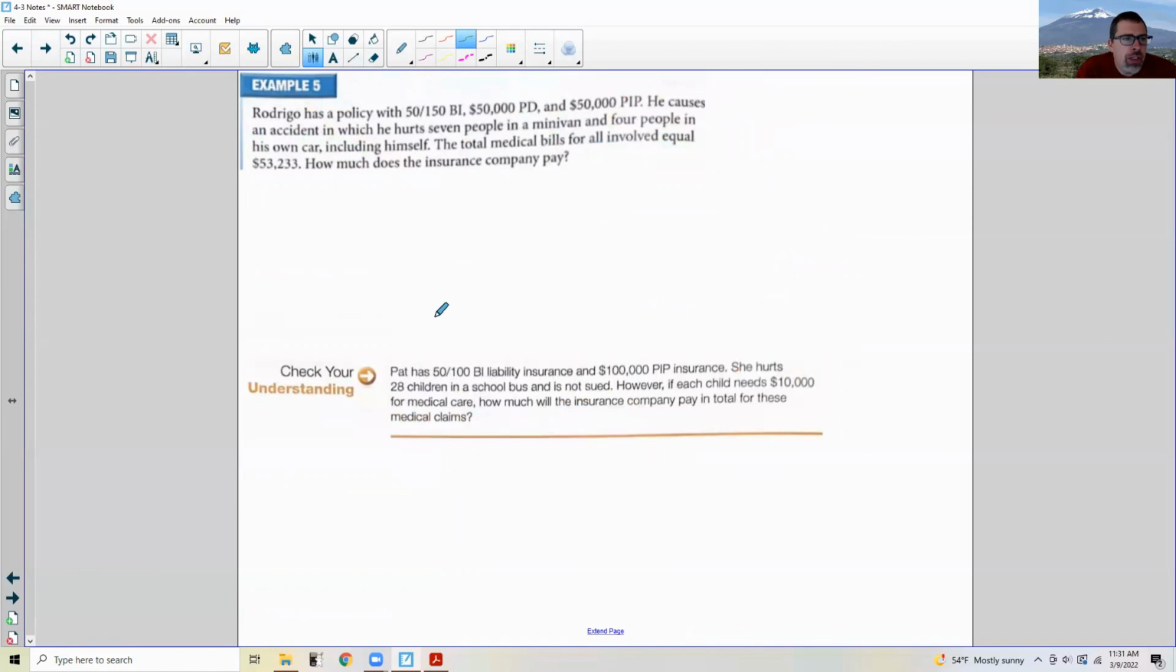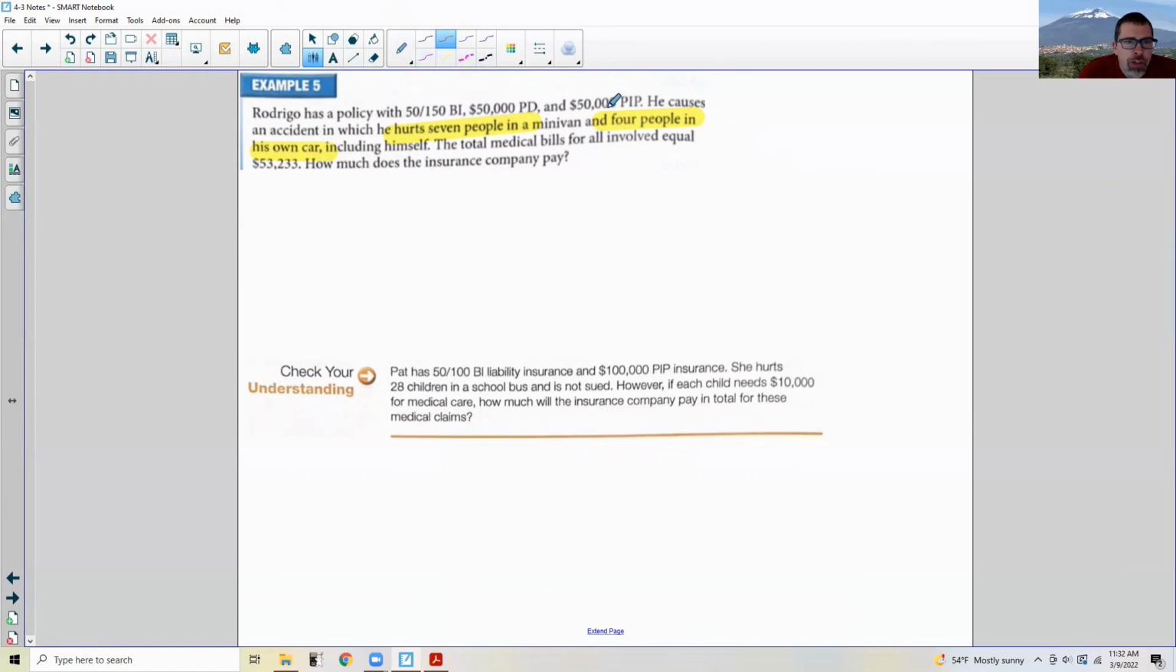Okay, so let's go back to this. The question says he's got the 50/150, the $50,000 property damage, and then the PIP for $50,000. He causes an accident in which he hurts 7 people in a minivan and 4 people in his own car. So there's 11 people that include himself. The total medical bills for all involved equal $53,233, so they're pretty minor injuries. How much does the insurance company pay?